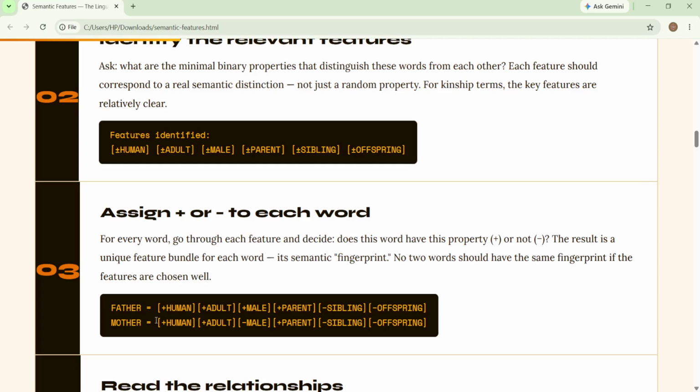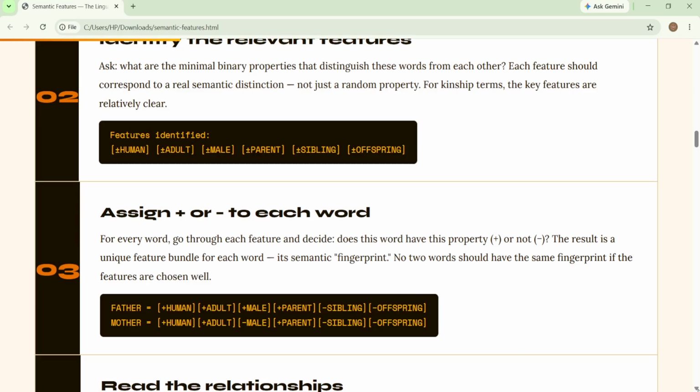So this is an example of how you'll be deciding for father and mother. Father and mother both are human, both are adult, and father is male, mother is not. Both are parents. They are not siblings, they are not offspring. They're offspring of their parents, but we're categorizing them on the basis of their properties, their features. So that's why they are not considered as offspring.